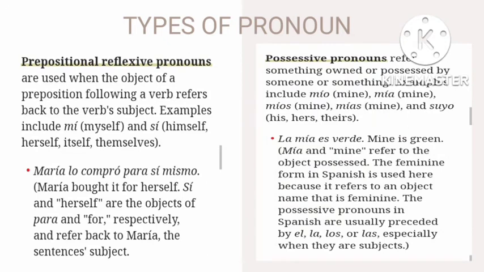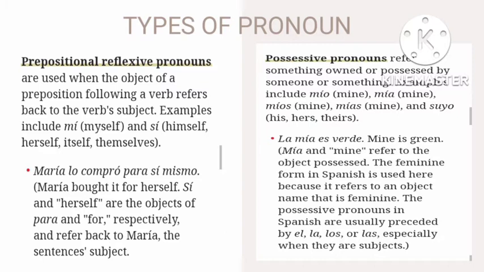The next type of pronoun is the prepositional reflexive pronouns. It is used when the object of a preposition following a verb refers back to the verb's subject. For example, "Maria lo compró para sí mismo." Maria bought it for herself. Sí and herself are the objects of para and for, respectively, and refer back to Maria, the sentence's subject.